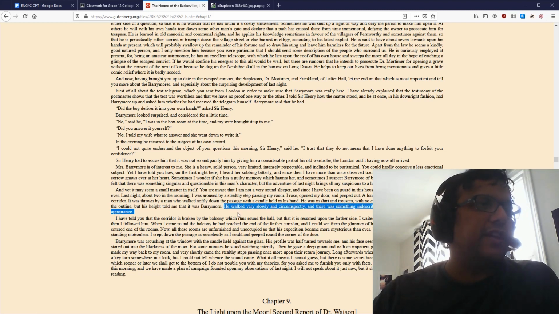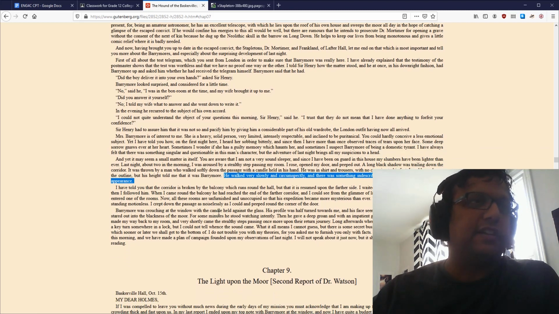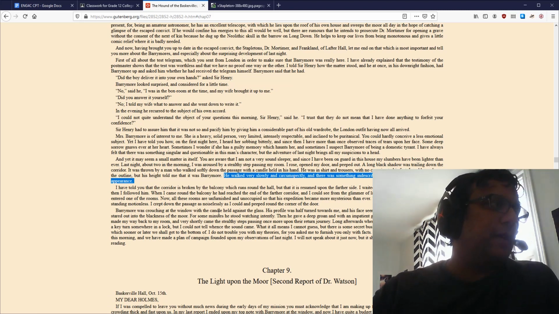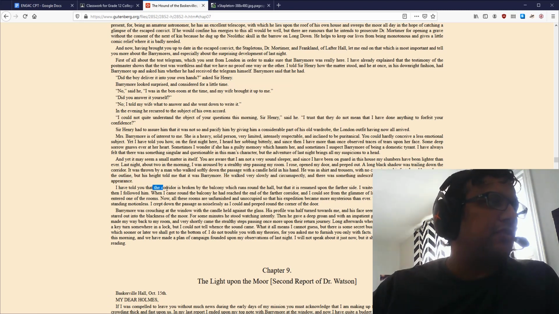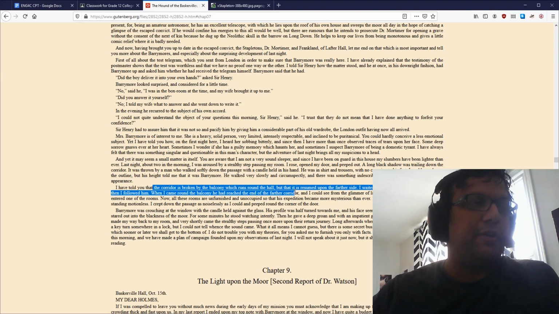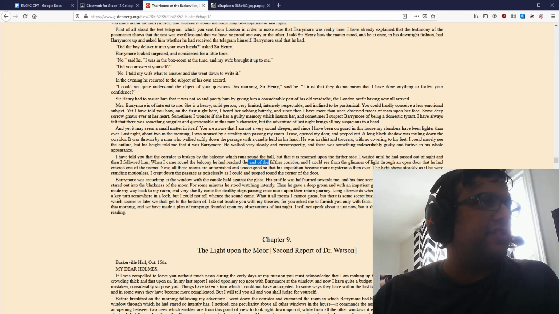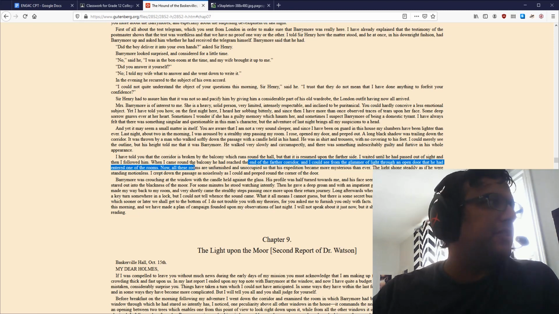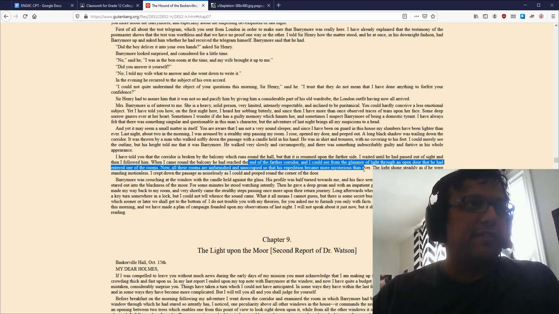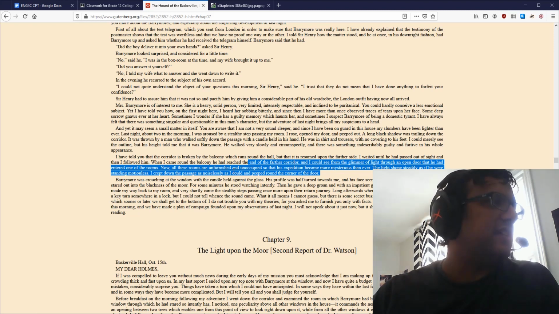He walked very slowly and circumspectly, and there was something indescribably guilty and furtive in his whole appearance. I've told you that the corridor is broken by the balcony which runs round the hall, but that it was resumed upon the farther side. I waited until he had passed out of sight, and then I followed him. When I came round to the balcony, he had reached the end of the farther corridor, and I could see from the glimmer of light through an open door that he had entered one of the rooms. Now all these rooms were unfurnished and unoccupied, so that his expedition became more mysterious than ever. The light shone steadily as if he were standing motionless."